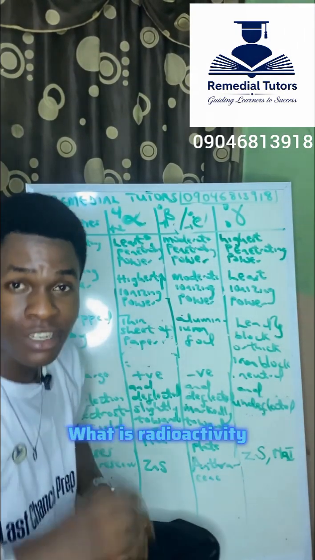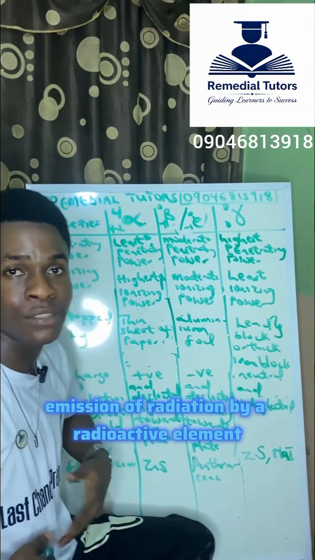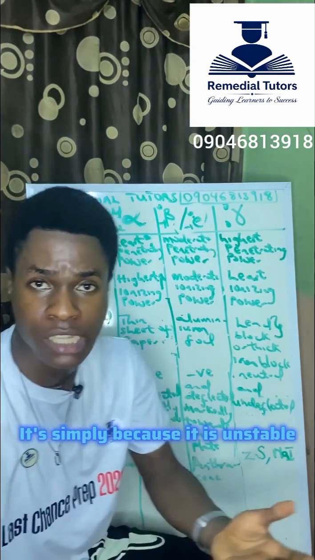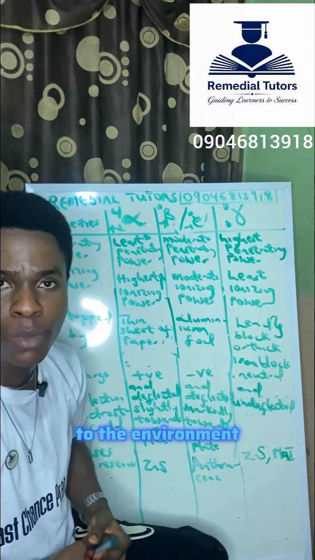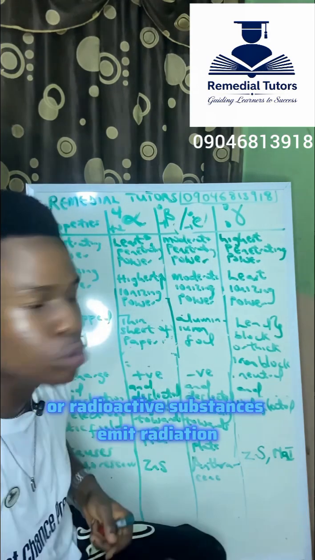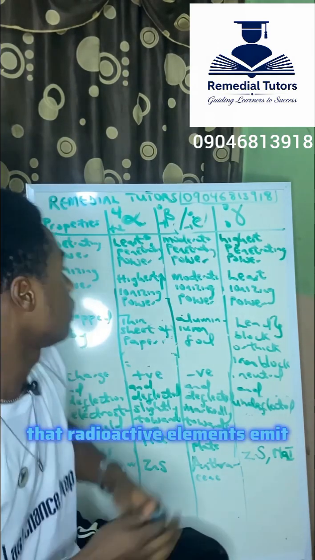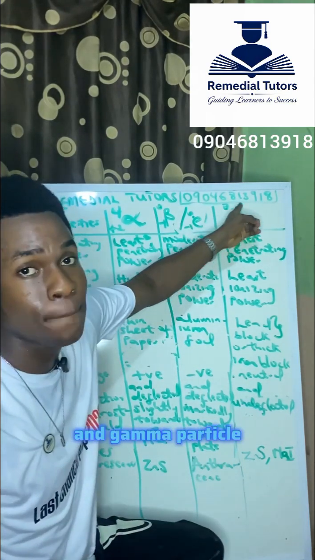What is radioactivity? Radioactivity simply means the spontaneous emission of radiation by radioactive elements. Why is it emitting radiation? It's simply because it is unstable. If you are not stable, you are going to be releasing some substances to the environment. So that's why radioactive elements emit radiation. And there are three types of radiations that radioactive elements emit. What are they? Alpha particle, beta particle, and gamma particle.